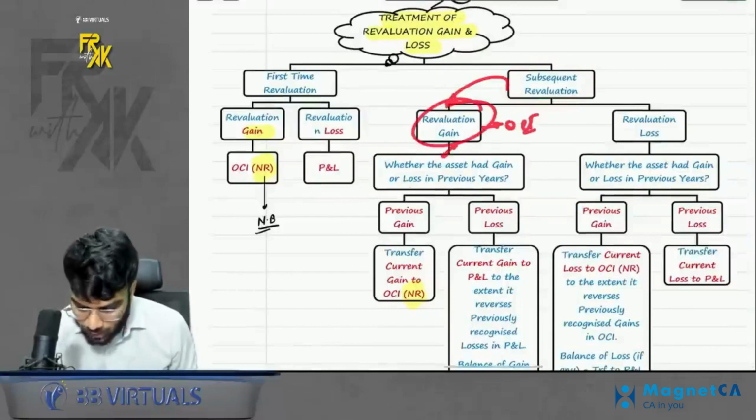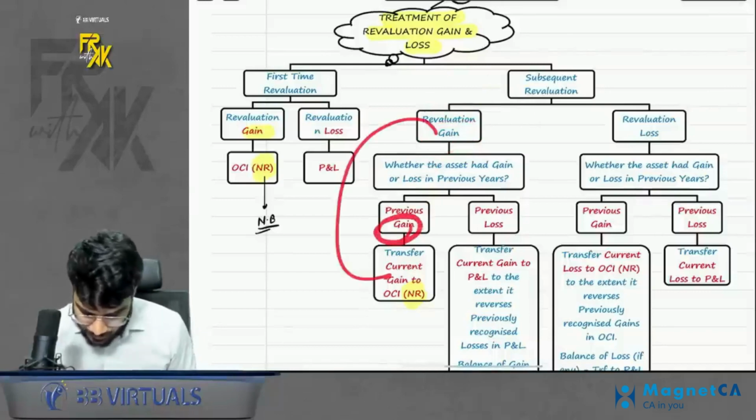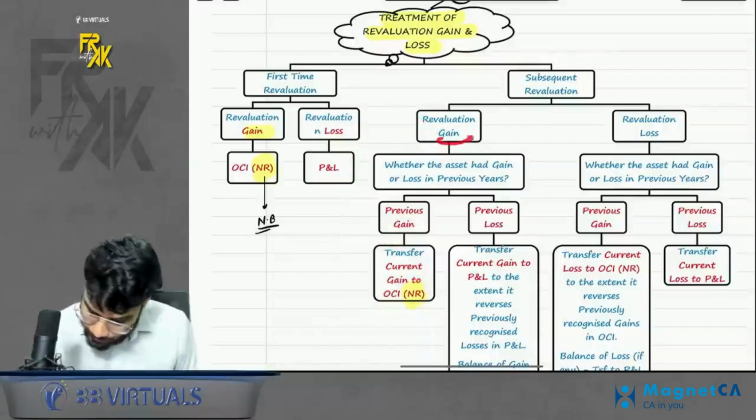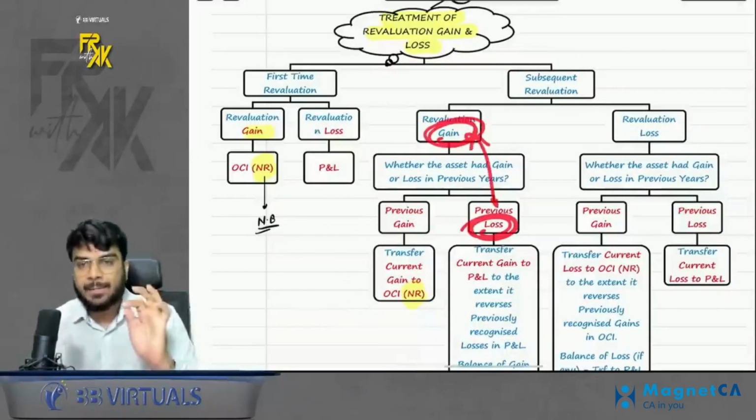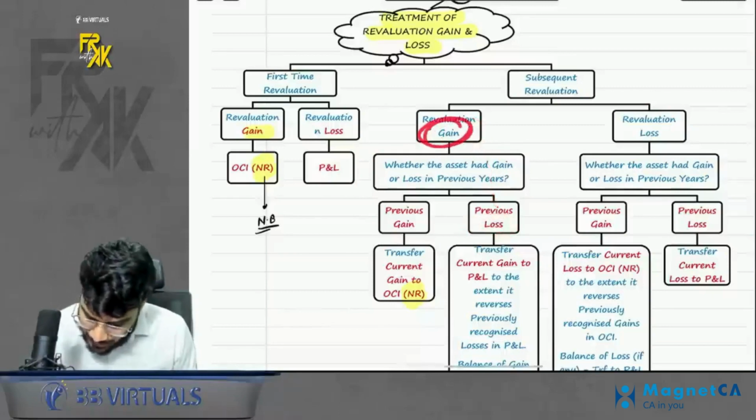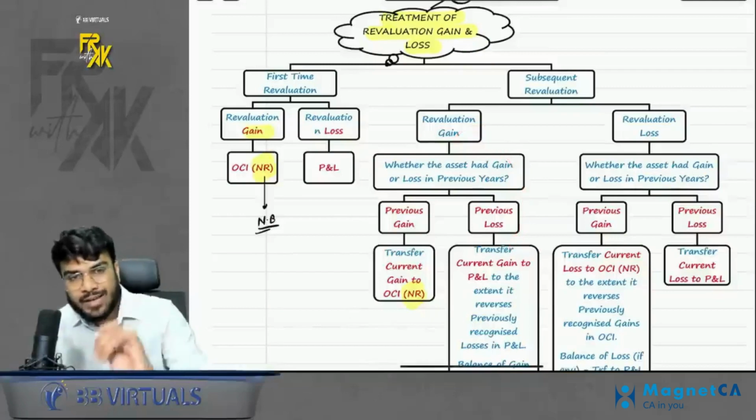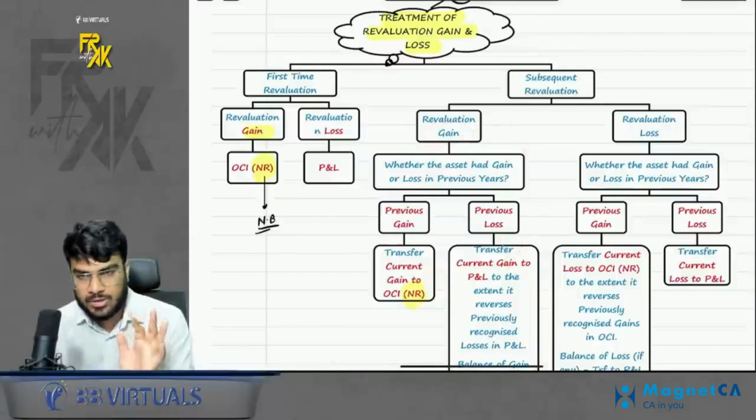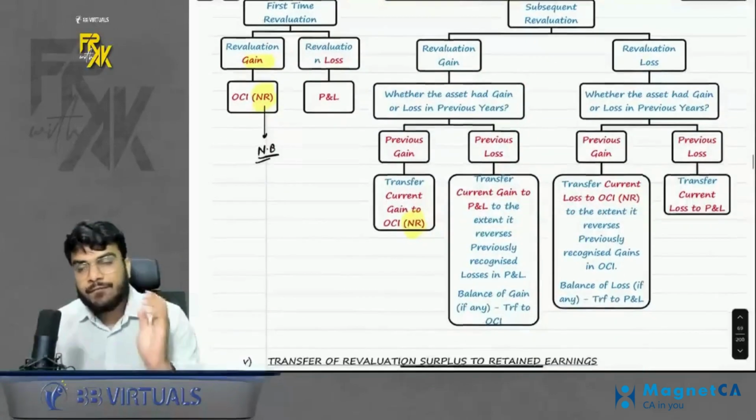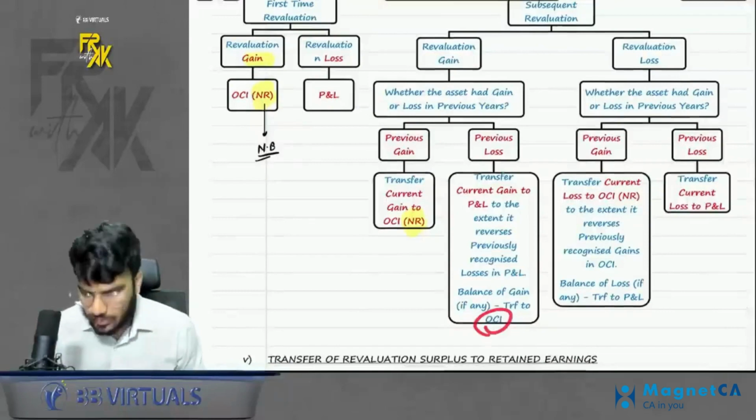You have to check what you had previously in respect of this asset. If you have a gain now and previously also you had a gain, the existing gain will be transferred to OCI. If you have a gain now, but previously you had a loss, first the existing gain will be set off against the previous loss. That is, the existing gain first will be transferred to profit and loss to the extent of your loss. If you have any excess gain over and above the previous loss, such excess gain will be transferred to OCI.